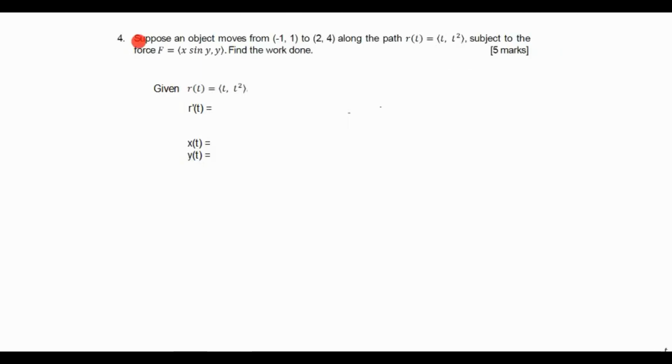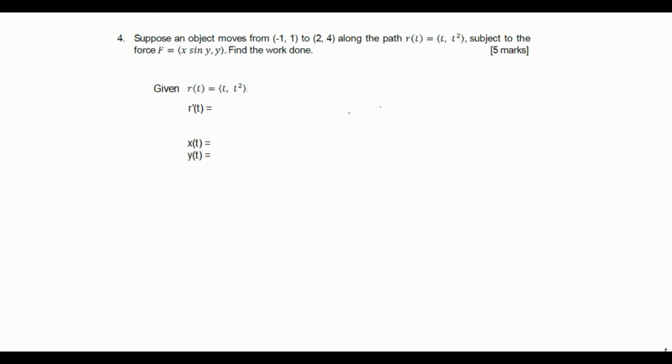Okay boys, now we are in question number 4. Suppose an object moves from this coordinate to 2, 4 along the path r(t) subject to the force given by the function x sin y and y. Find the work done. Alright, this question is a little bit trickier, but if you understand the concept, it will be much simpler. So first off, they have already given you r(t), which is t squared. So what you need to do is to just write down the parametric equation over here.